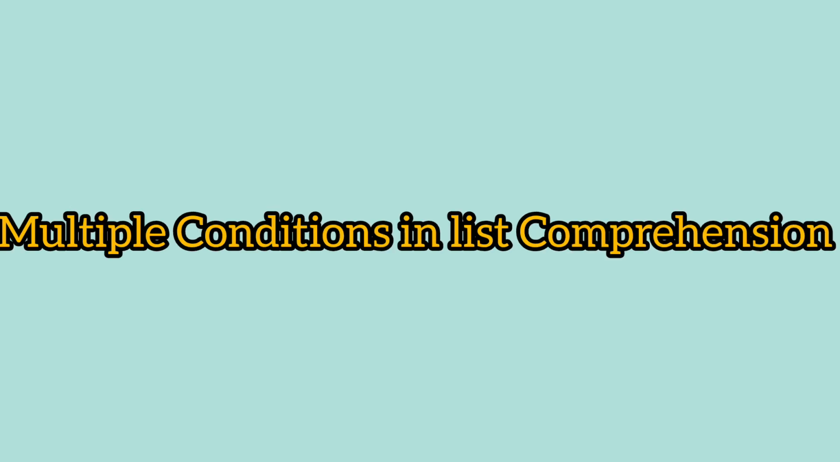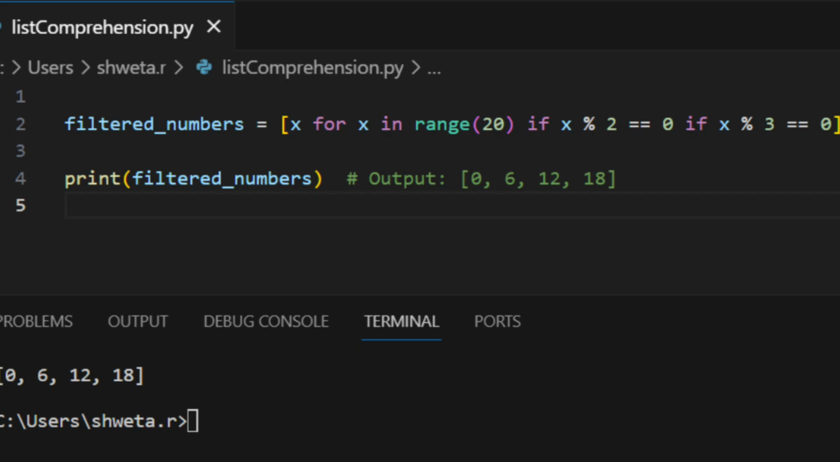You can also include multiple if conditions in list comprehension. For example, here we are getting the list of numbers which are divisible by both 2 and 3, starting from 0 and going till 19.